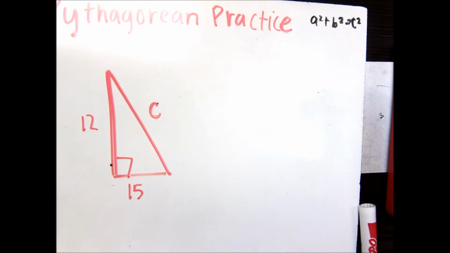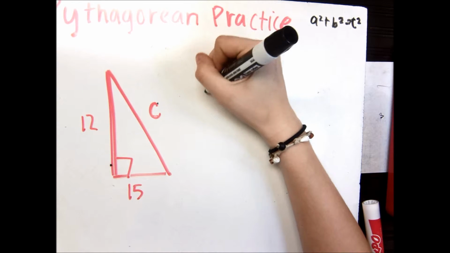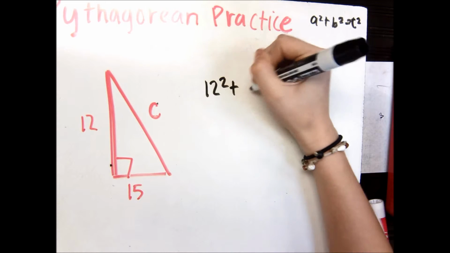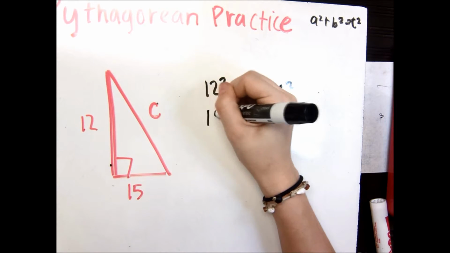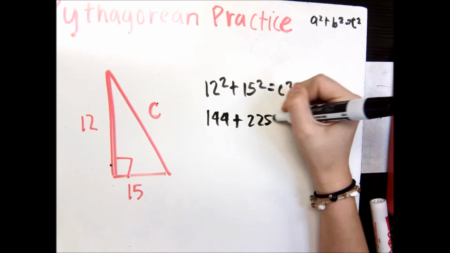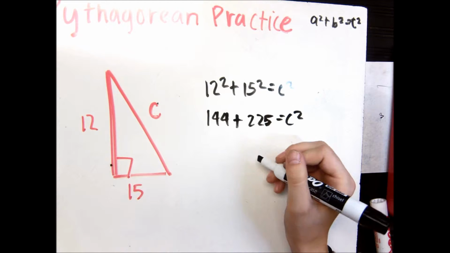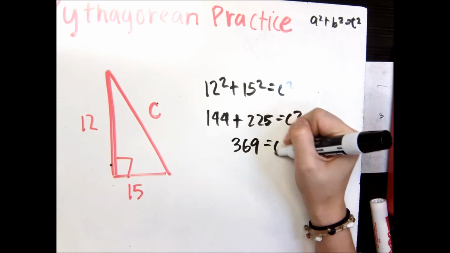So this is our first practice for Pythagorean, and our two legs are 12 and 15, so it is 12 squared plus 15 squared equals c squared. This means that 144 plus 225 equals c squared. 144 plus 225 is 369.